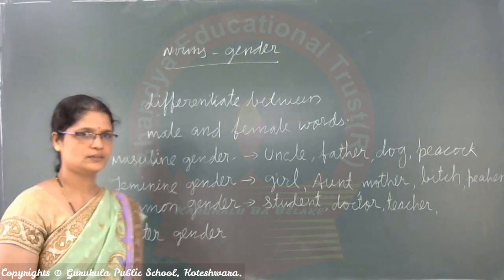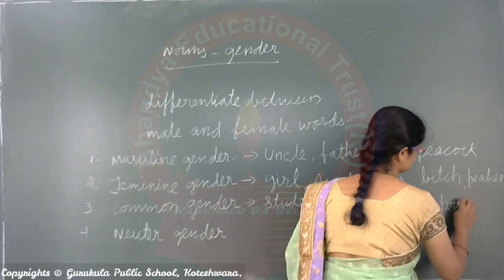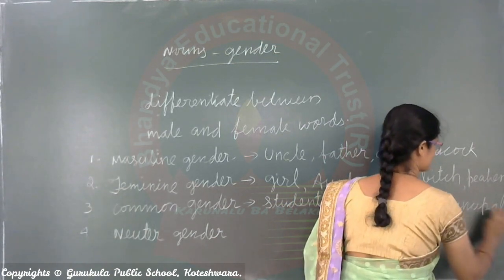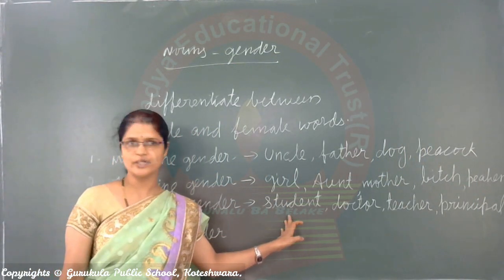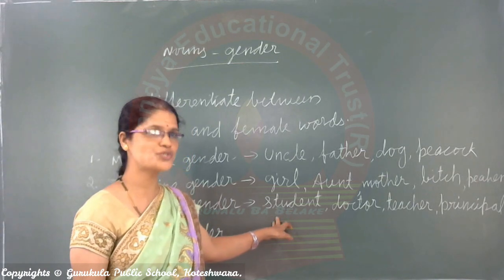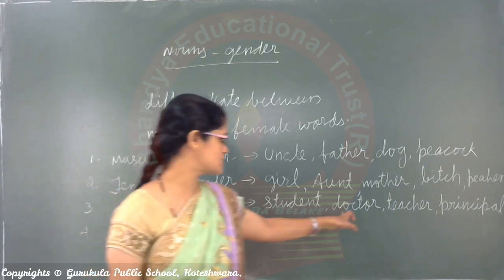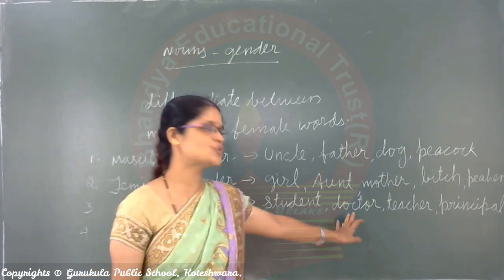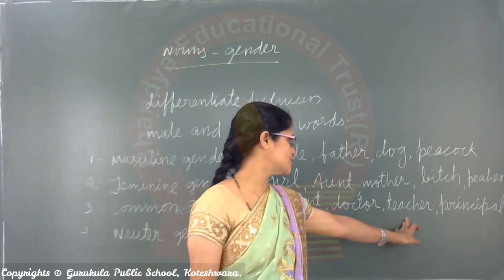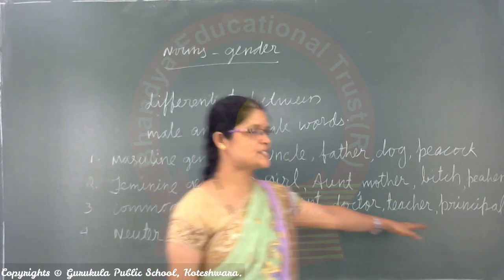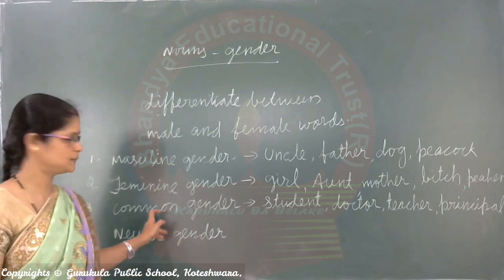Example? Principal. See, these are all examples. Student. If there is a girl student also, and a boy student also, both, we can use student only. Doctor. Male or female, we can use doctor. This one word is common to both. Teacher. Also the same, principal. These are all examples for common gender.